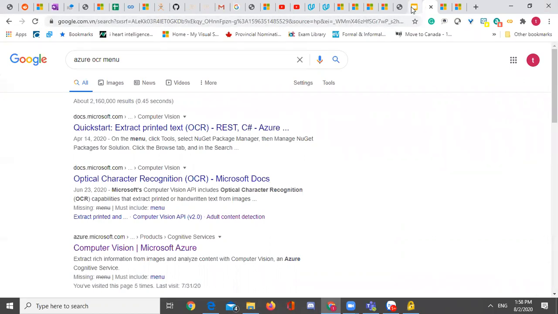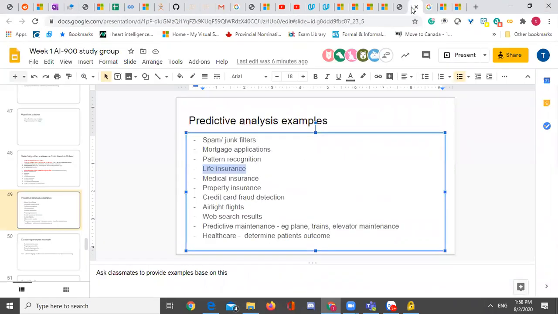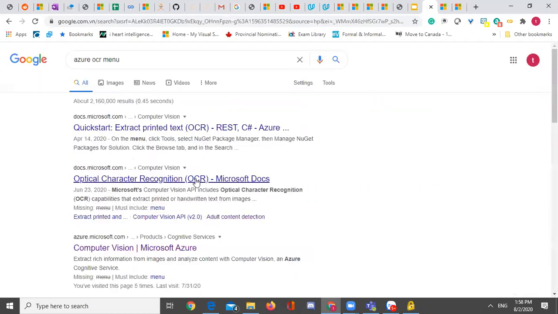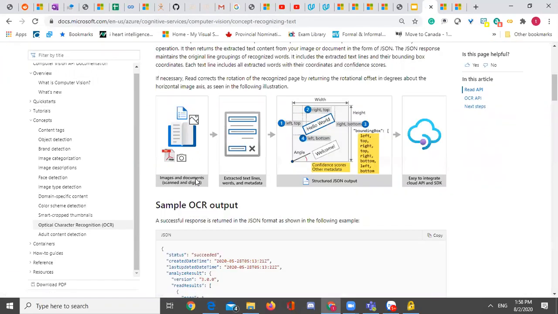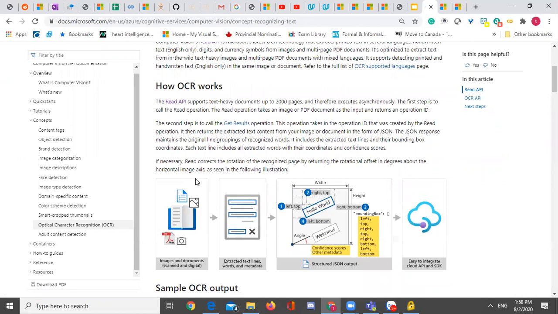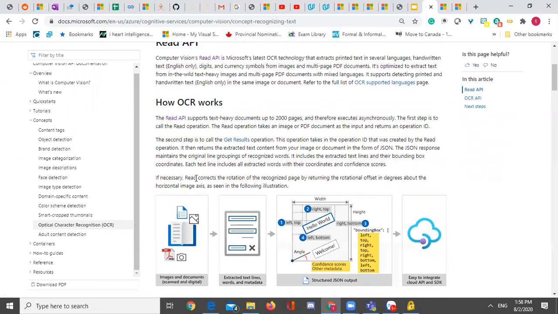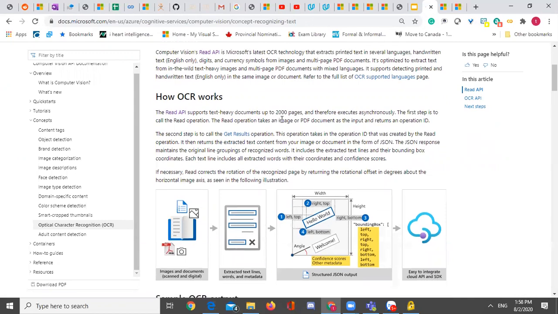So, I actually accidentally displayed the answer. So, what do you use? OCR. Good job, OCR. Why is that? Let's see the properties of OCR. OCR has the Read API that supports up to 2,000 pages.